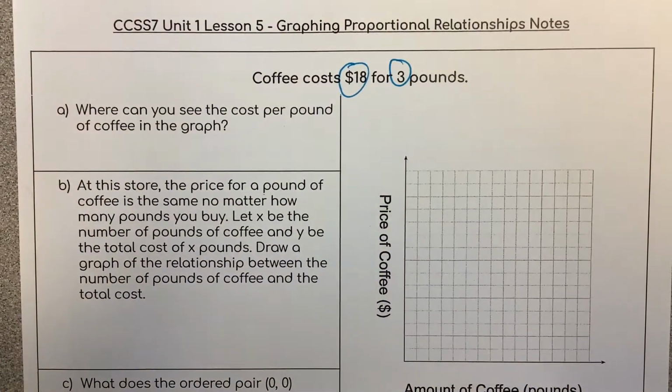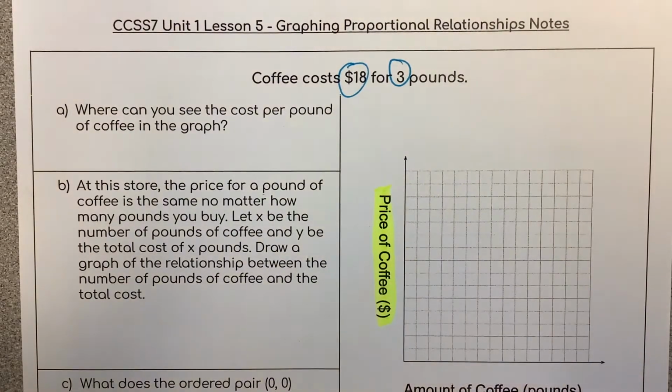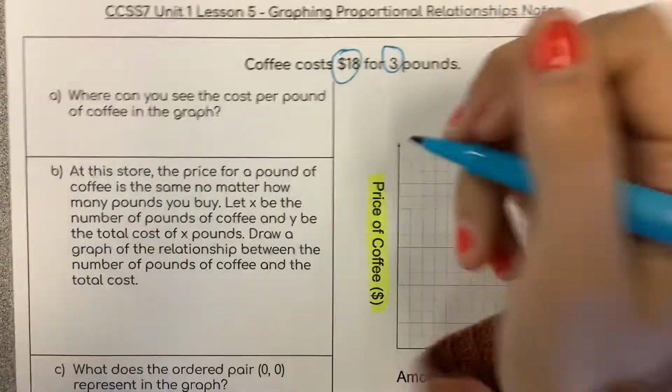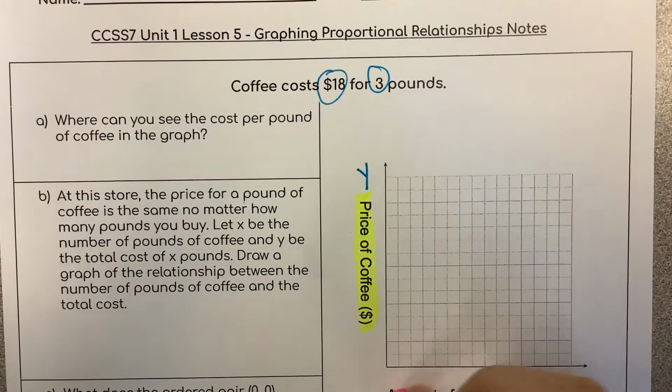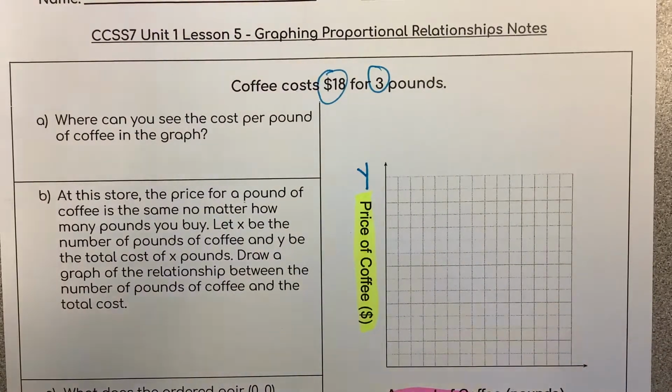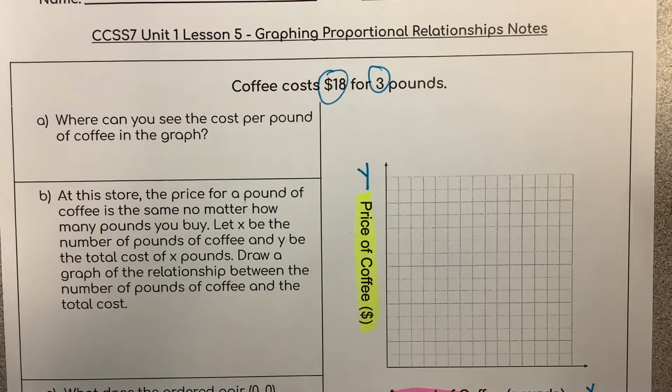And I'm going to look at my graph. I'm going to highlight my y-axis. So the vertical axis, as a reminder, is our y, okay? And our x-axis, our horizontal axis, is the x. And I'm going to label these, okay?